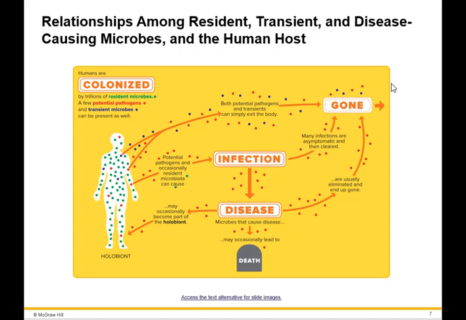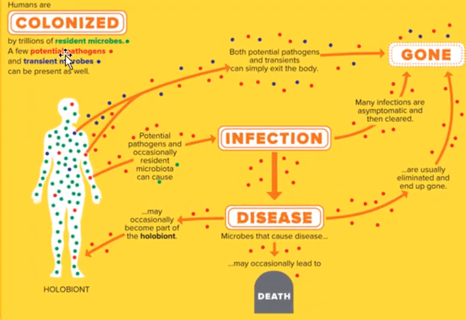The relationships among these resident, transient, and disease-causing microbes and the human host. This is a really great infographic, and I'm going to hopefully zoom in on this a little bit. If you see it in green, that means it's a resident microbiota and it's friendly. Pathogens or potential pathogens are in red, and then the transient flora or microbes. See, I keep going back and forth between flora and biota. But the transient microbes could be present as well. So all 3 of these things can be present, and we call this the holobiont.